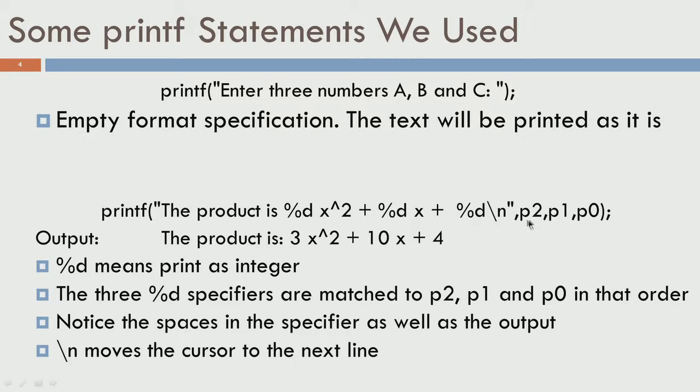So, now this %d associates itself with p2, this one with p1 and the third one with p0. The output that we got last time was 3x squared plus 10x plus 4. So, you can see that %d was placeholding for 3 and %d was placeholding for 10 here and this one for 4, and everything else gets printed as it is. So, backslash n, as I mentioned earlier, is essentially printing a new line. So, it will print this statement, the product is this, and any other print that you give will go to the next line.